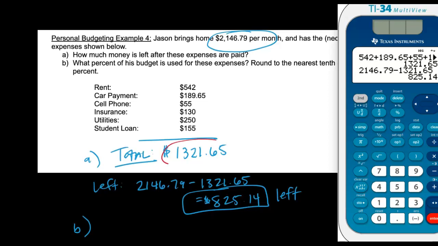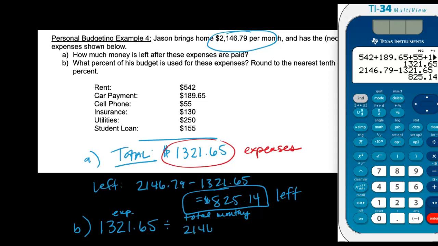So remember, the total expense is the $1,321.65, because we want to know the percentage of his expenses compared to his total income. So we're going to take the expenses and divide by the total monthly income, which is $2,146.79. So we're going to divide those two numbers in the calculator. $1,321.65 divided by $2,146.79. Okay, and we end up getting this decimal.